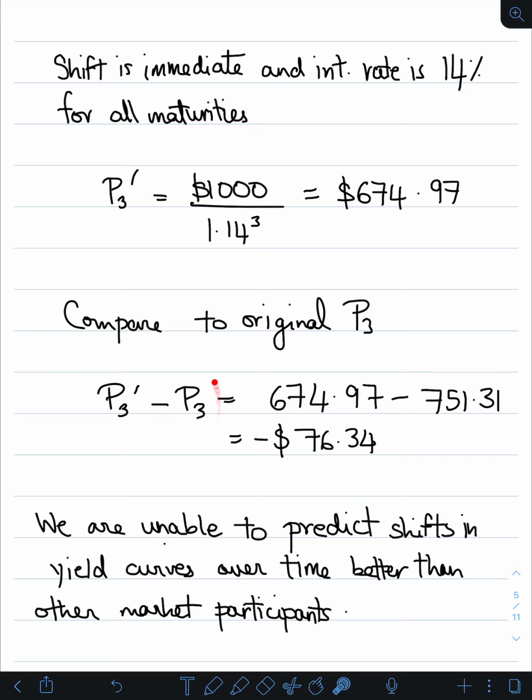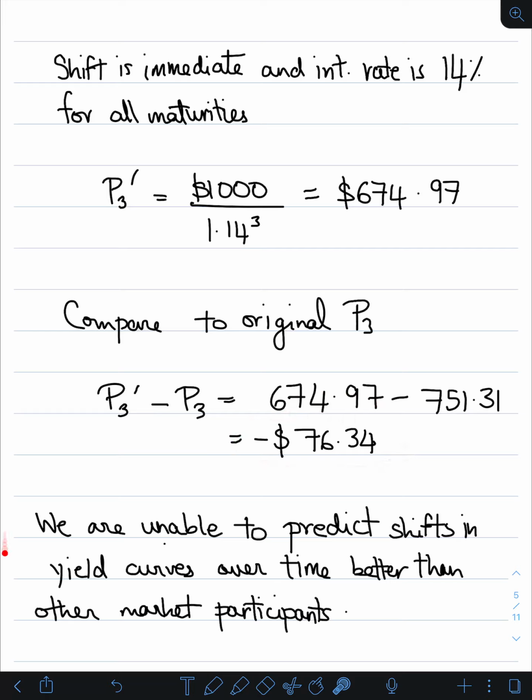We're going to see what kind of price change happened. If we subtract the old price from the new interest rate price, we see that 674.97 minus 751.31 is minus 76.34. This shift in the yield curve, that 4% shift, describes the $76 loss in price over that same time period. So without changing anything else, the shift in the yield curve caused the price to drop by $76.